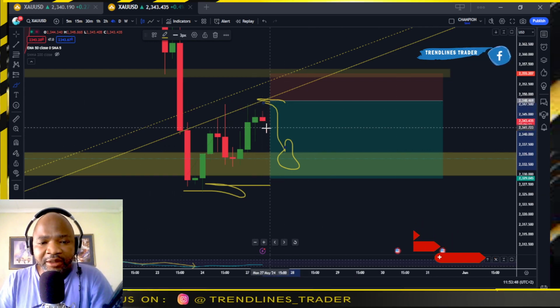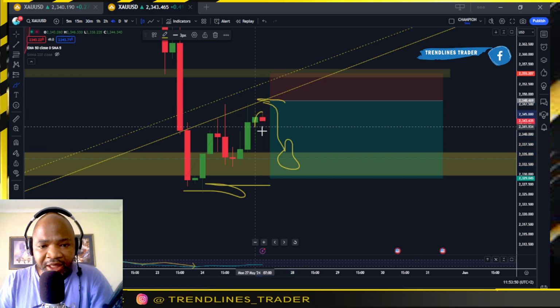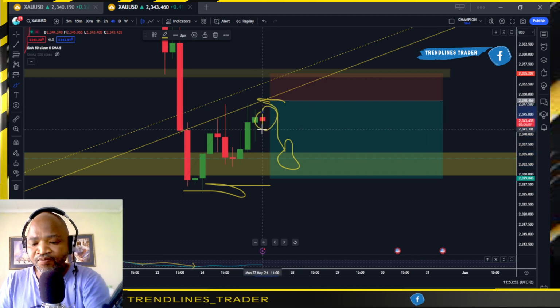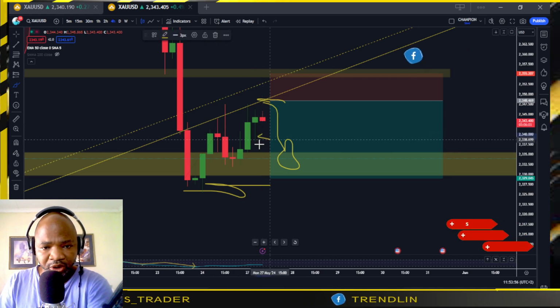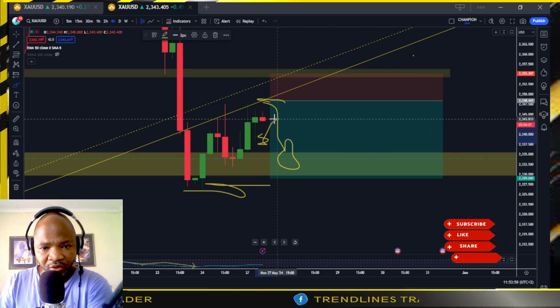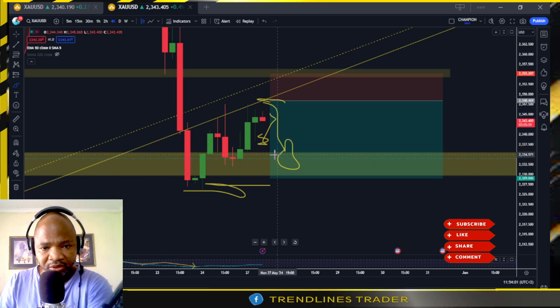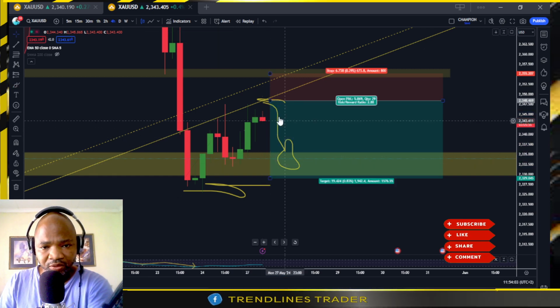So ladies and gentlemen, I'm saying this candle must close just below, before we have another candle that will break towards the downside.